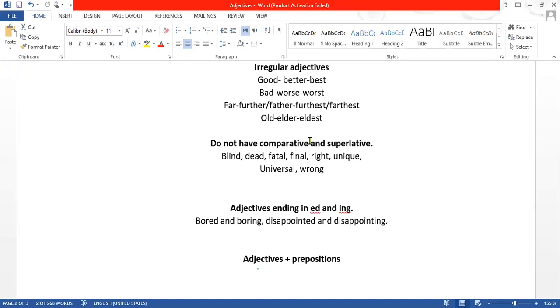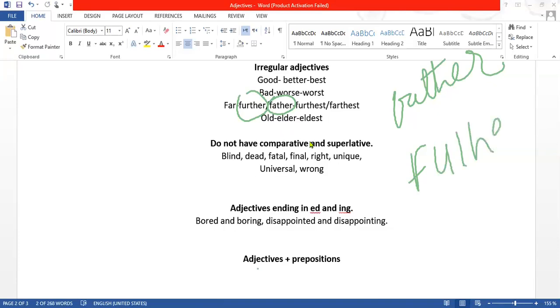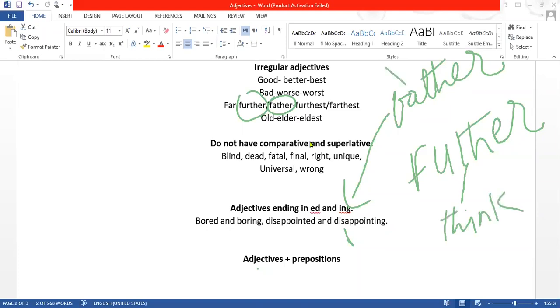Okay. So do you know the difference between further and farther? This one and this one. When do we use this one, and when do we use this one? Farther is used for, for example, distance. I can say, I cannot go farther. It tells us about the distance, right? And if I say, he cannot think further, we use think with it, okay? Do you understand?